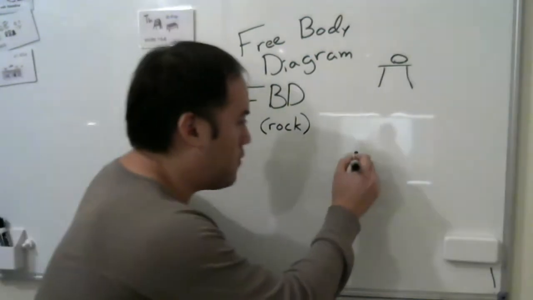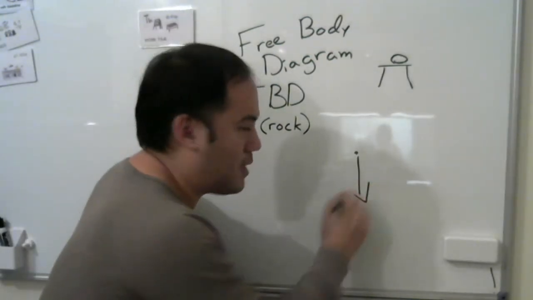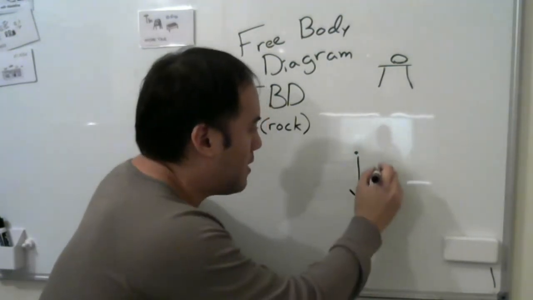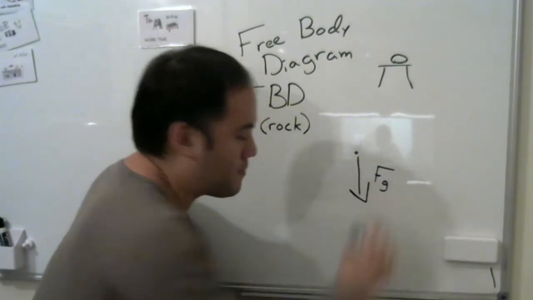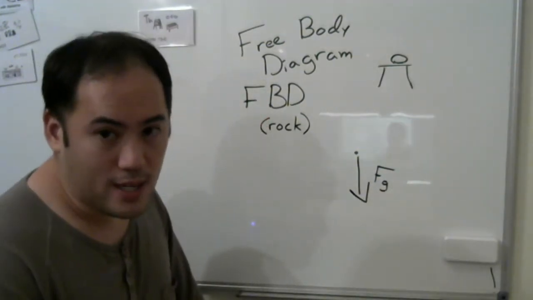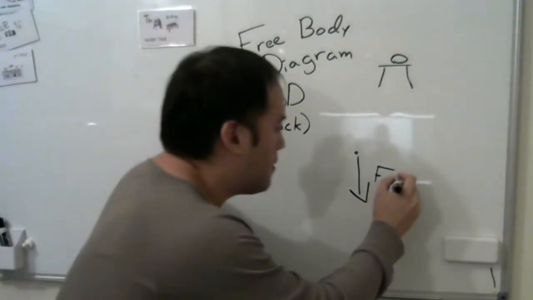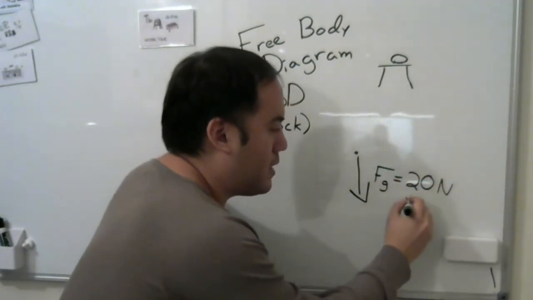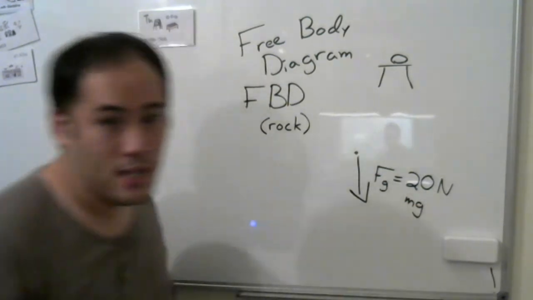So there's one force we talked about last lesson, gravity pulling down on the rock, Fg. If it's a 2 kilogram rock, I'm going to round, it's about 20 newtons. I got that from the formula Fg is m times g, which we talked about yesterday.